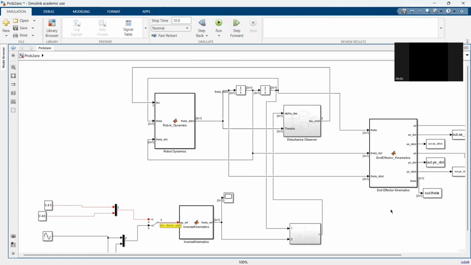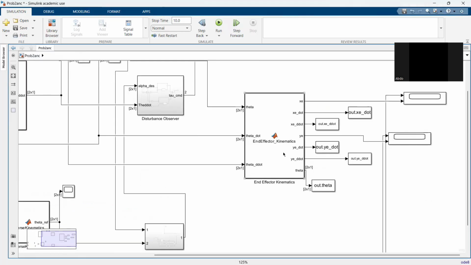And when we move to the end effector, after the robot dynamics gives us the actual joint velocity and acceleration, the end effector kinematics block converts them to Cartesian motion. It calculates the xe dot and xe double dot, and the same thing for the y and also for the thetas.